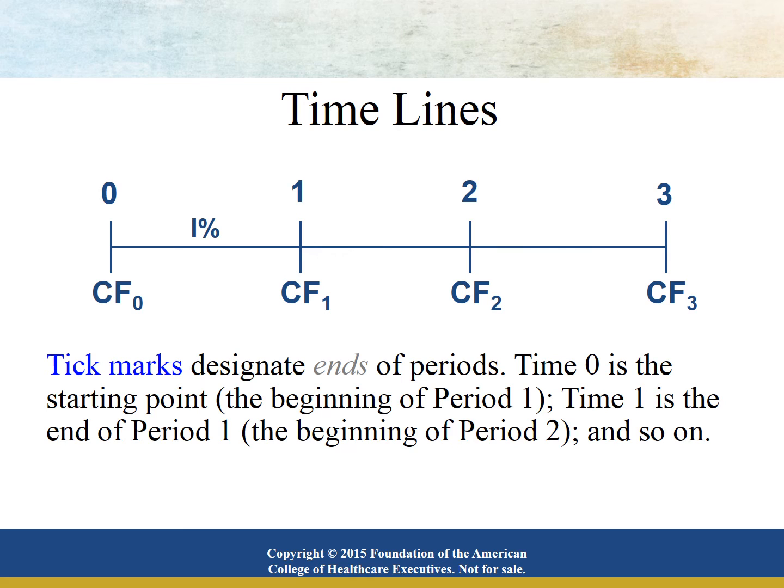Each tick mark designates an end of a period. Time 0 is the starting point, the beginning of period 1. Time 1 is the end of period 1, beginning of period 2, and so on and so on out through period 3. So if you follow that timeline, you have your cash flow at 0, cash flow at 1, cash flow at 2, cash flow at 3, and your interest rate.